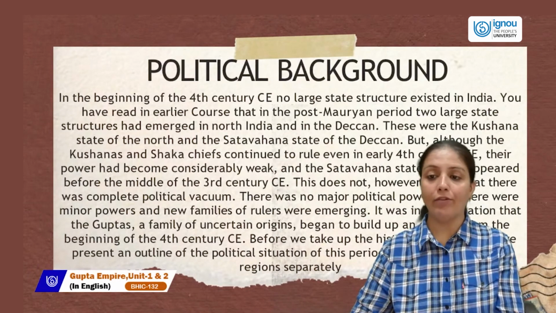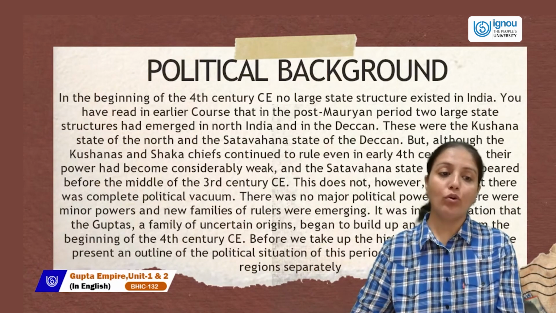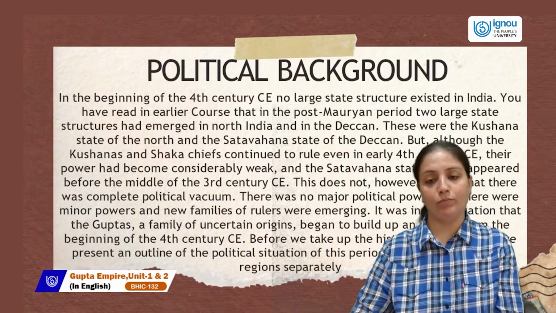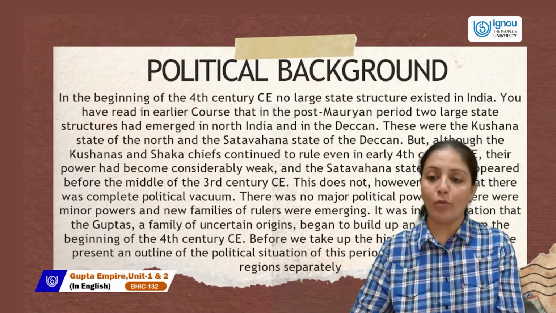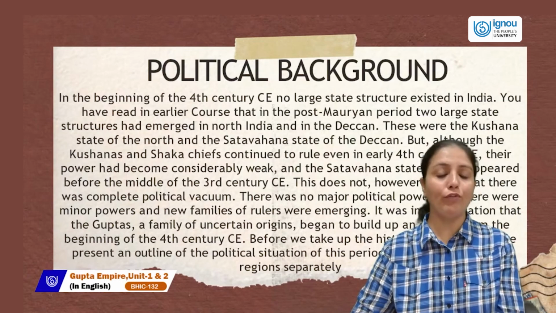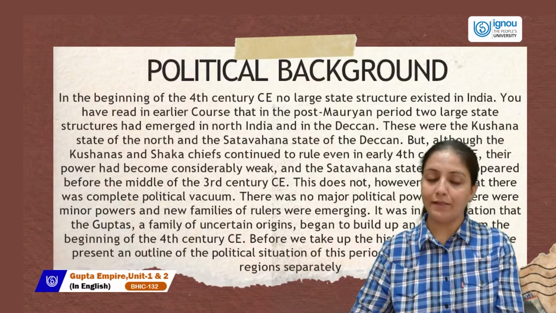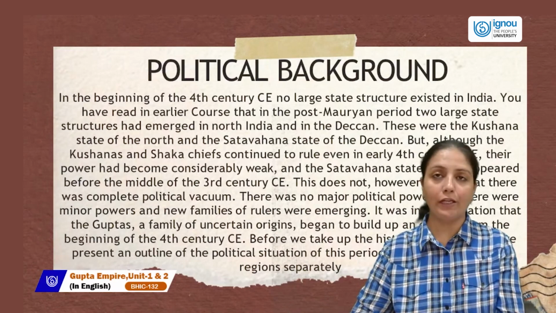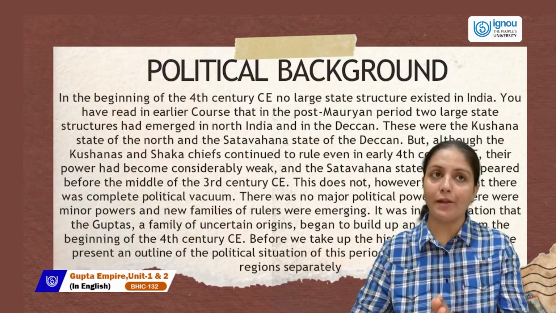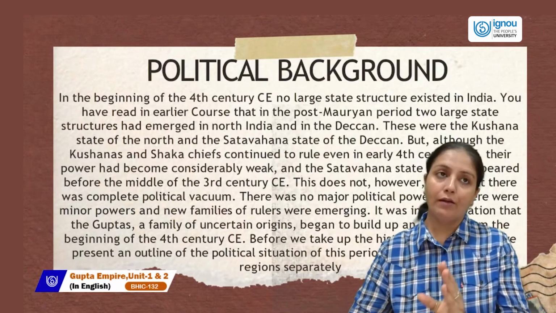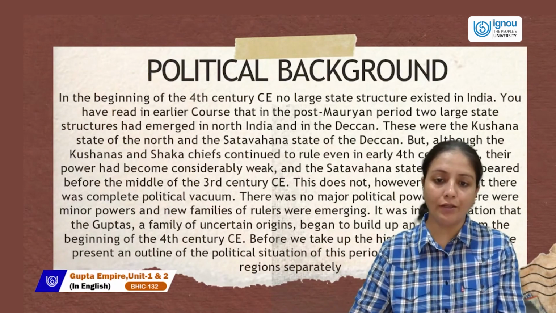This does not, however, mean that there was a complete political vacuum. There was no major political power, but there were minor powers, and new families of rulers were emerging. I told you earlier that after the Mauryan Empire, there were very small rulers working at that time.